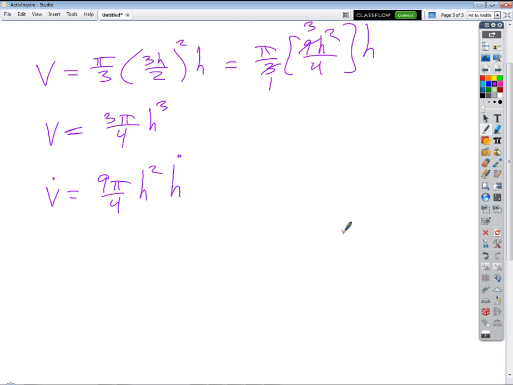The question asked us for H dot, didn't it? So we'll solve for H dot. I'm going to multiply by the reciprocal, so H dot equals 4 V dot over 9 pi H squared. Could you just plug in first? Sure, but I like to solve for the variable first and then plug in, because variables are easier to write than big numbers. There's no reason you couldn't. All we did was algebraically isolate it.